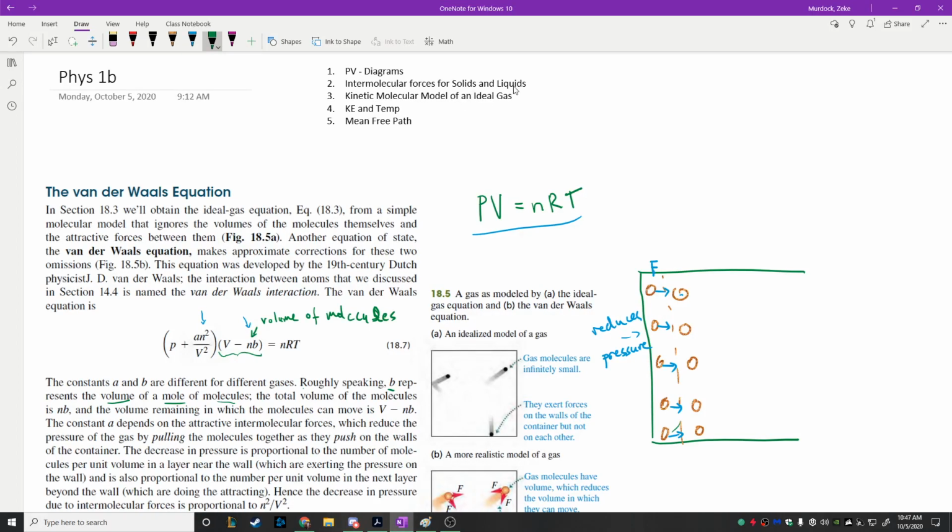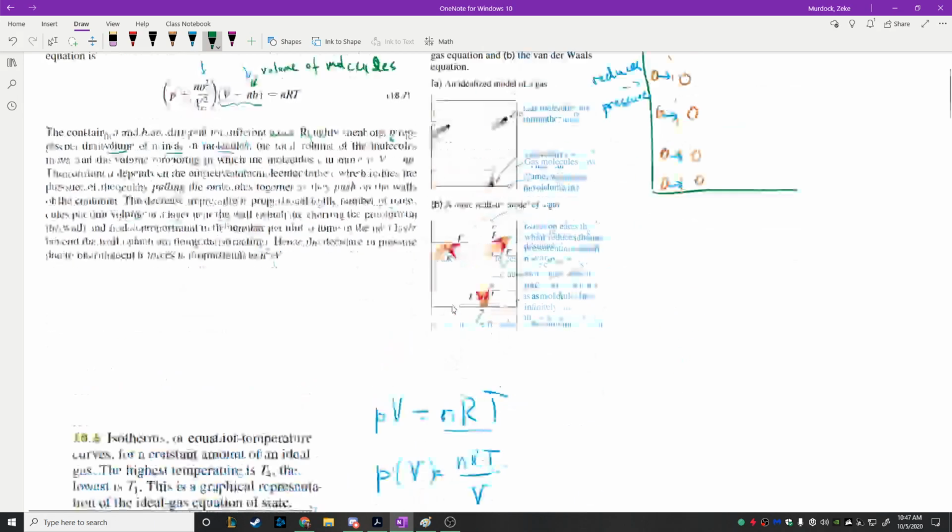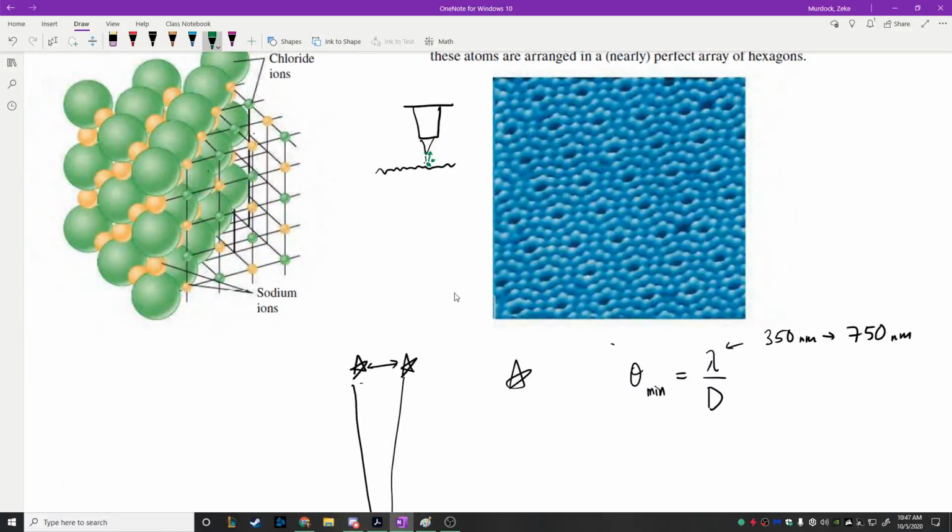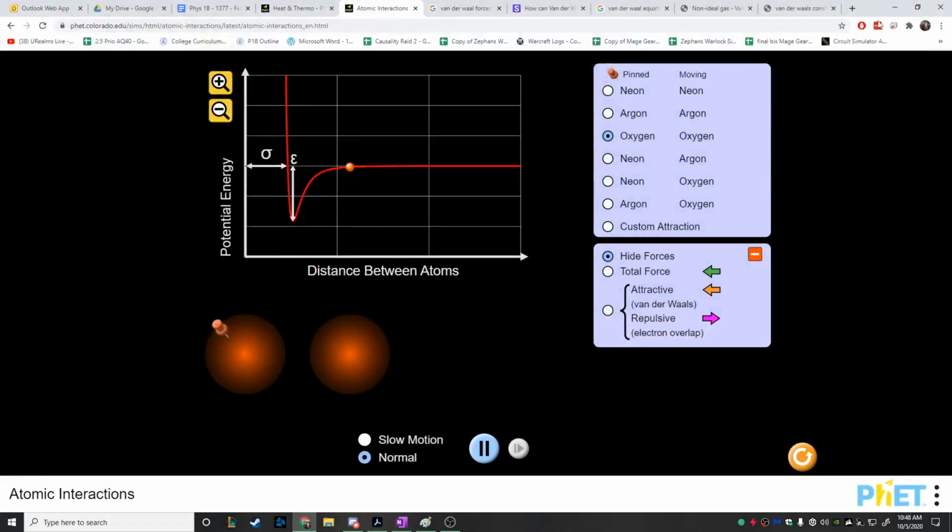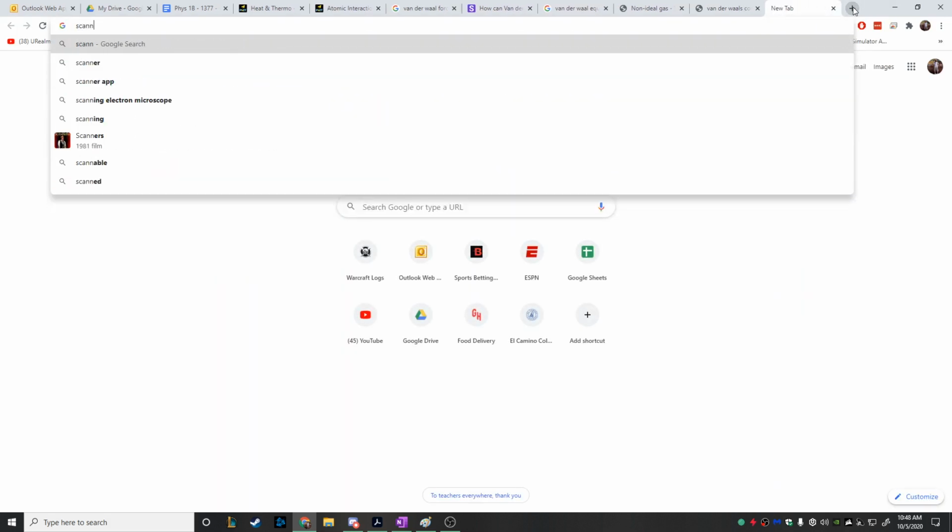Okay, so we talked about this. Next, we're going to be moving on to talking about a kinetic molecular model of an ideal gas. I wonder, we have a little bit of time here, if we can see something about the resolutions of each of these things. So, scanning electron microscope.